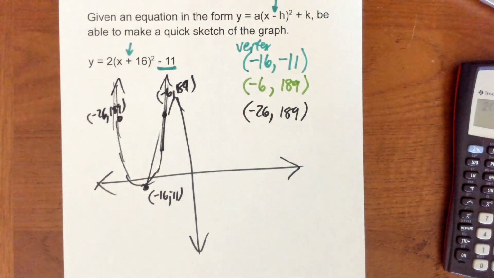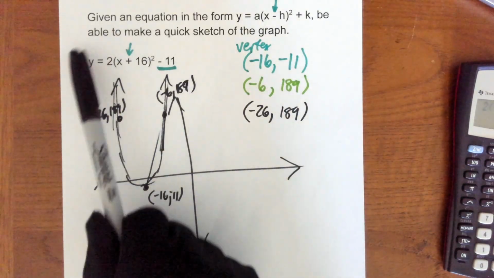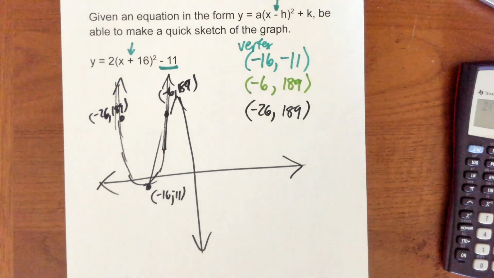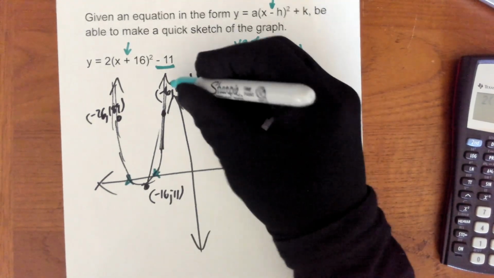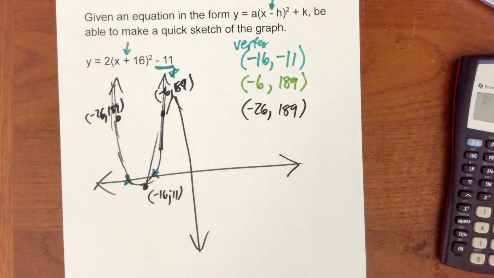That is a rough sketch of this graph. Now, I will be adding something else to this later, with you needing to identify the points where the graph crosses the axis, but we're not there yet.